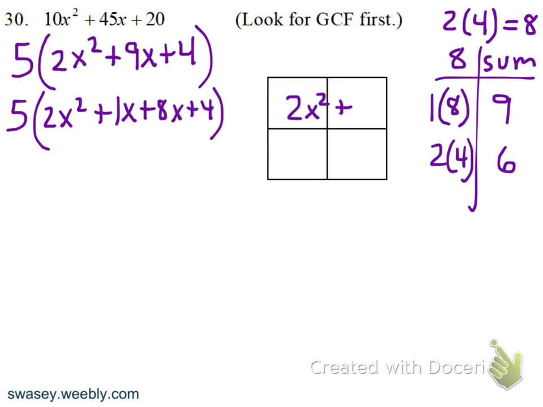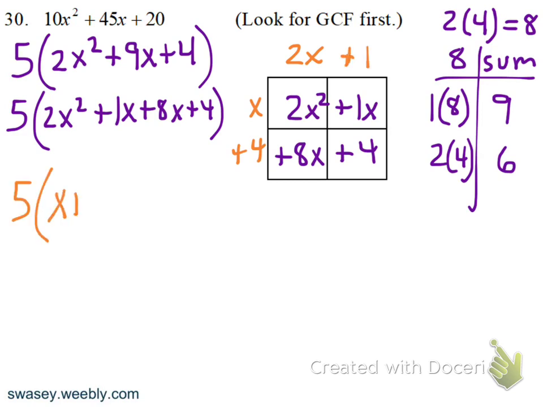Fill in your box. Greatest common factor of the top row is x. Greatest common factor of the bottom row is 4. 2x squared divided by x is 2x. 8x divided by x is 2x as well. 8x divided by 4 is 2x. 1x divided by x is 1. 4 divided by 4 is 1. So we have 5 times x plus 4, 2x plus 1.